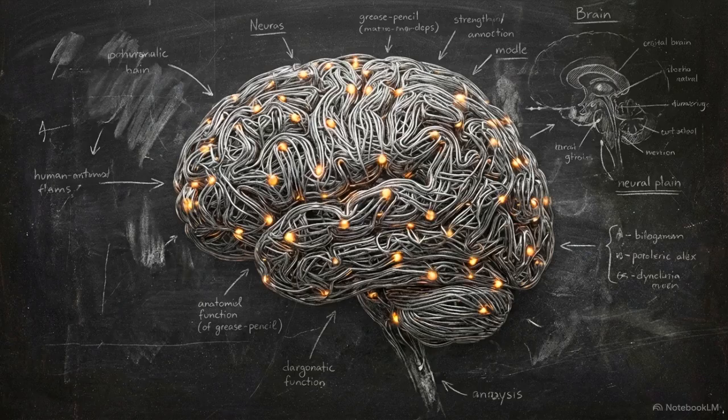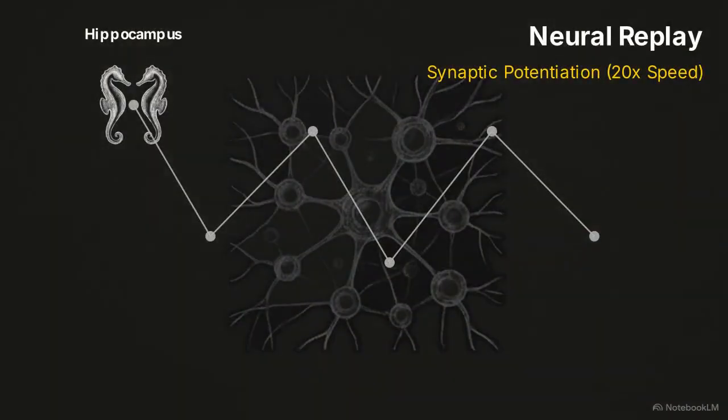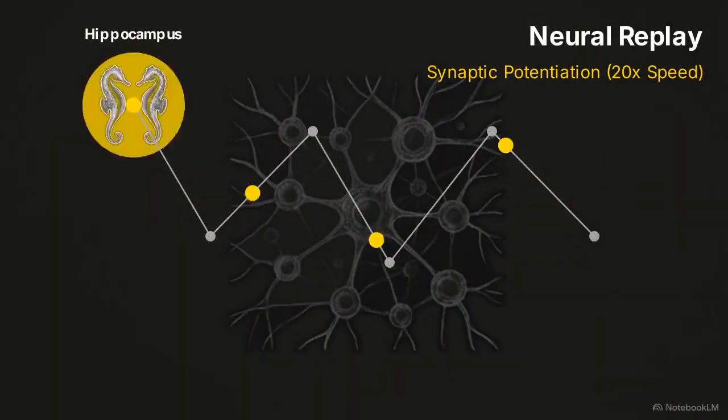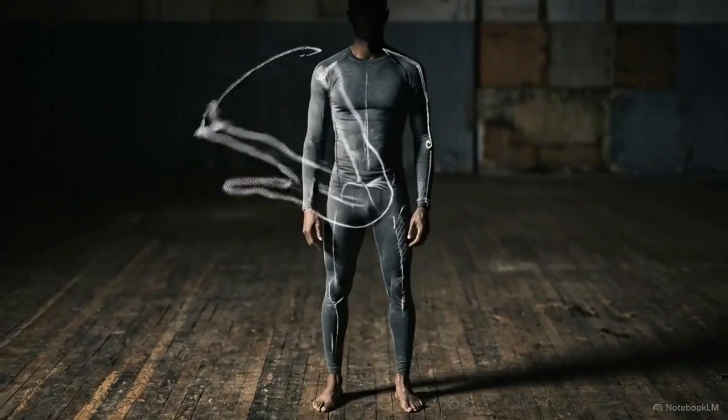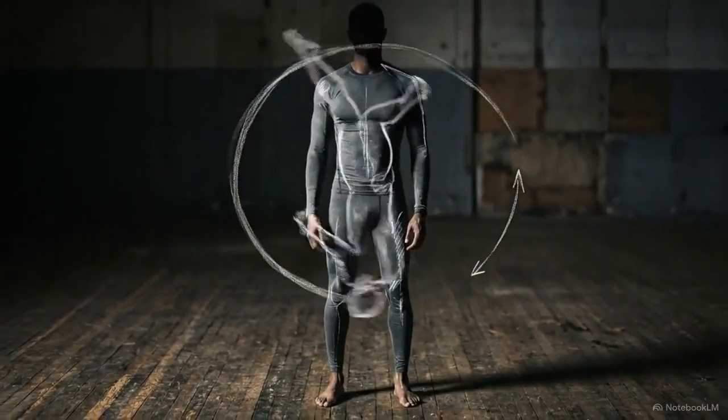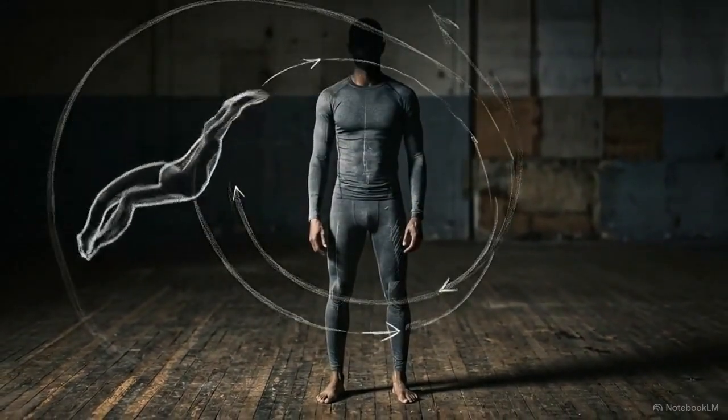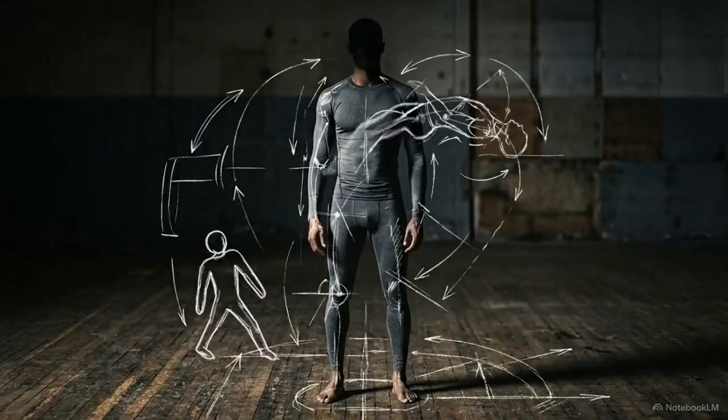During these rest periods, the brain engages in 20x neural replay, and it fires fast. This is a mechanism where the hippocampus fires the exact neural sequence of the movement you just practiced, cementing the synaptic connections. The brain rehearses the sequence at 20 times the speed of reality, effectively practicing a motion dozens of times in a 3-second pause.